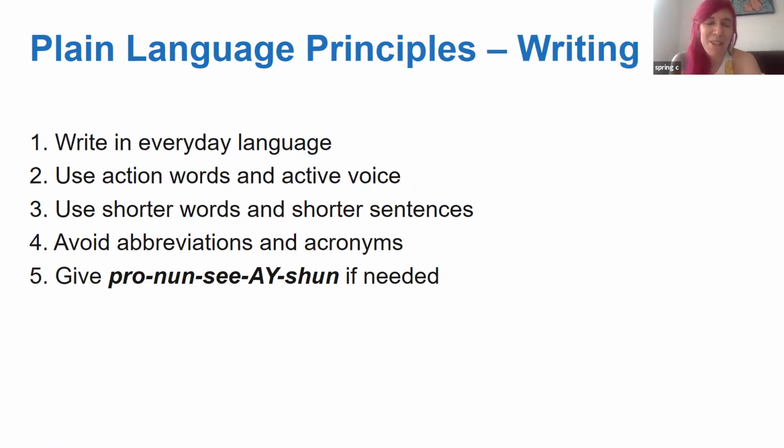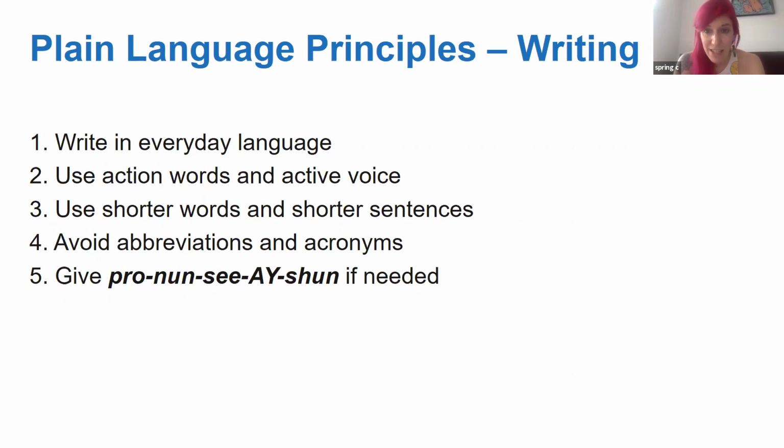Next. So we're going to go through the principles here. The first plain language principles are applying them to writing. When we are creating the actual messages and choosing the wording for our messages, we want to write in everyday language. So we want to try to avoid jargon, avoid scientific language that people have not heard before. Sometimes we can include that language as well, but we need to explain it and use everyday language first so that we're starting where people are, where their knowledge level is. And then if we want to add in some scientific language for any reason, we would make sure to explain that. We want to use action words and active voice.